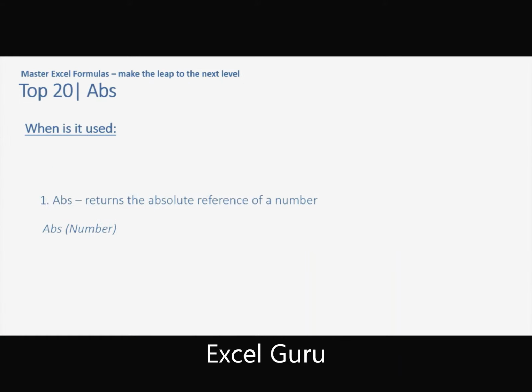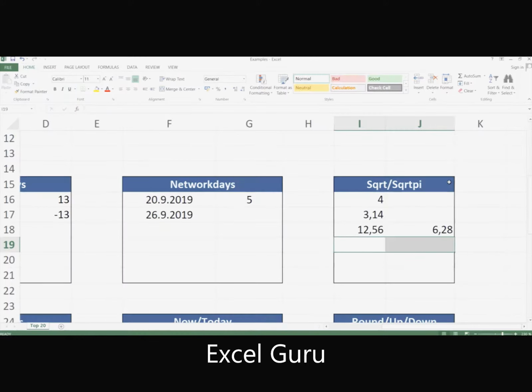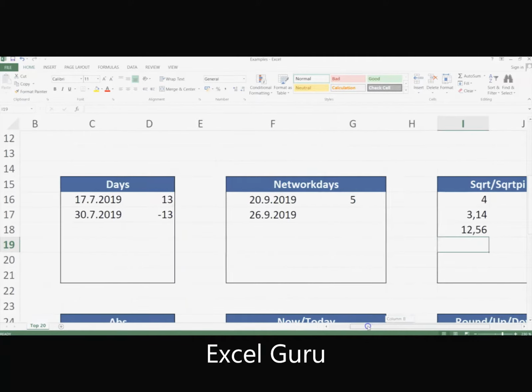Now just to go back to the presentation, the next set of formulas, or it is only one again, is the absolute formula, or the ABS. It returns the absolute reference of a number. So what does this mean really? Once I give you the example, it will become quite clear how this formula works and what it does exactly.